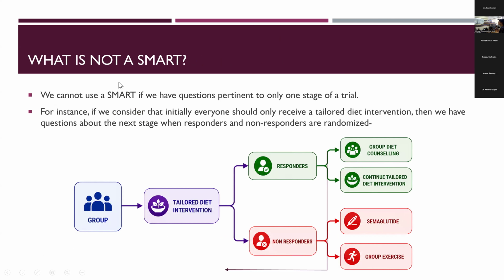So what is not a SMART is if we have questions pertinent only to one stage of trial. The type of trial you use depends on the question you are trying to ask. For example, if I am going to give everybody tailored dietary intervention and only the responders or non-responders I am going to give some different intervention, this is not a SMART. Because my question was if I give dietary intervention to everybody, what should I give to the non-responders? So we have not randomized here in multiple points. We have only randomized one single point. So this is like an RCT.